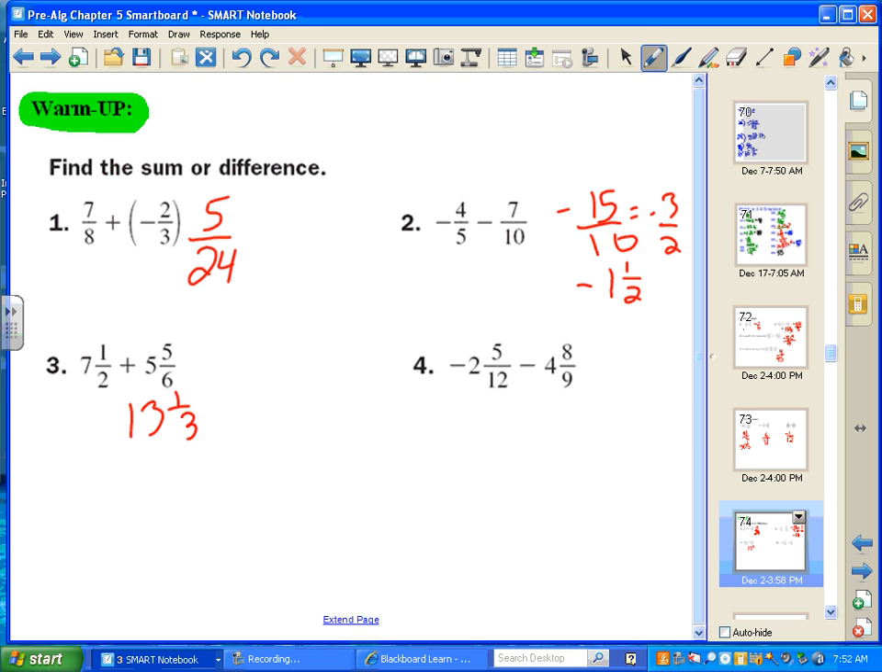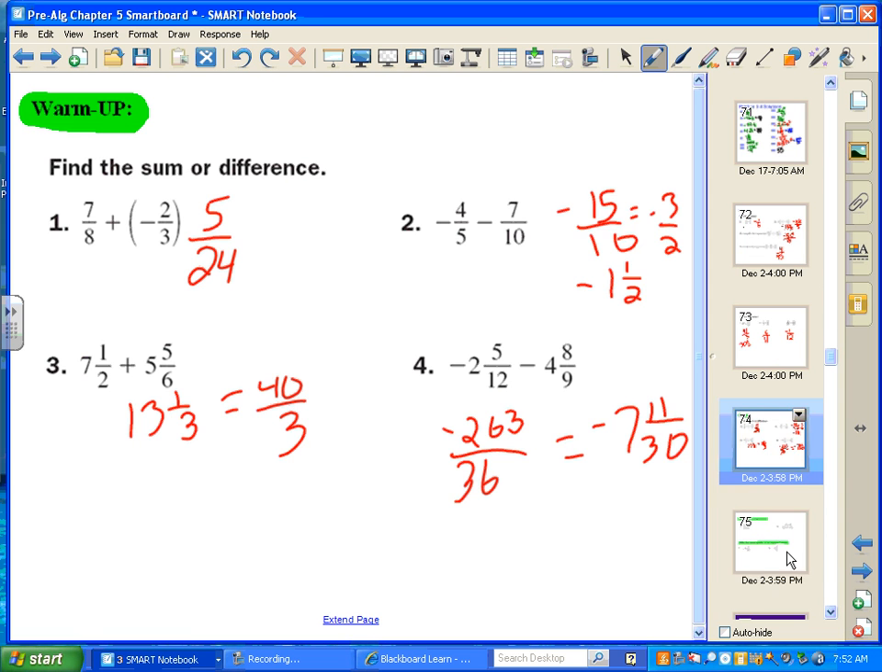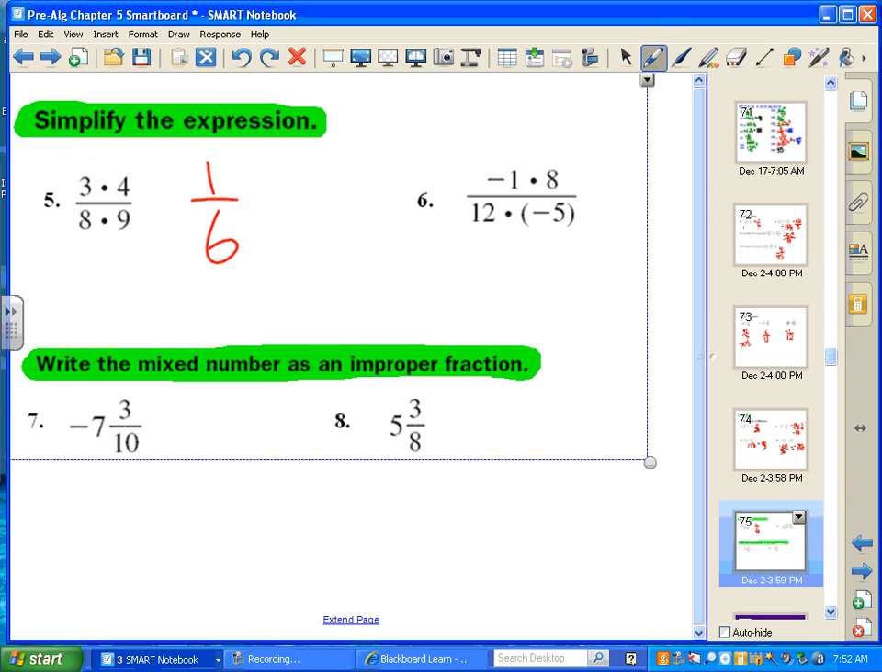Okay, which is 1/3. Okay, or 40/3. Emma M, number 4. Good, -263/36, which is -7 11/30. Okay, Alyssa, number 5. Good job. Matt, number 6. Okay, Zach, number 6. Okay, who got to number 6? Emma H. Good, 2/15. You guys, especially if you get here early enough, you should be getting there.